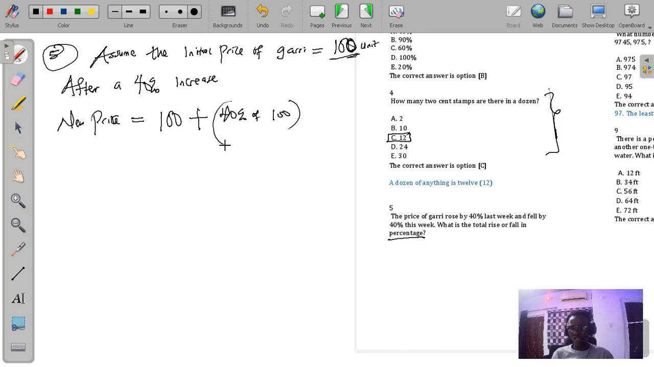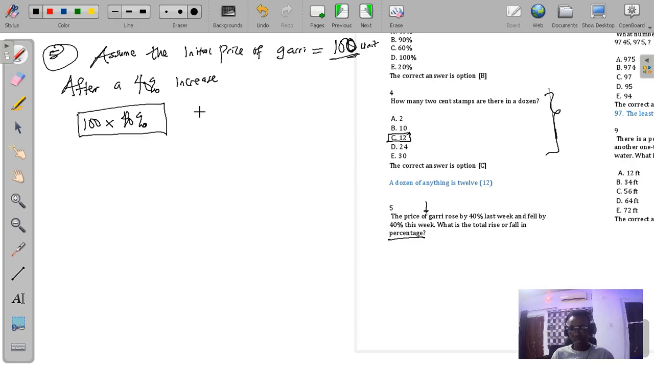Do you understand that logic? How will I explain? Let me try to do it this way. They said the price of Gary rose by 40% last week. "Of" means times, right? Since the price of Gary is 100, "of" means times, and it rose by 40%. Now let's solve this. This is the increase that I'm going to have, and that will give us what? 100 times 40%, like I said, 40%.